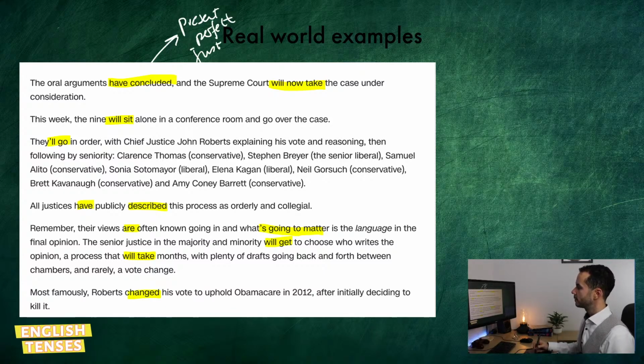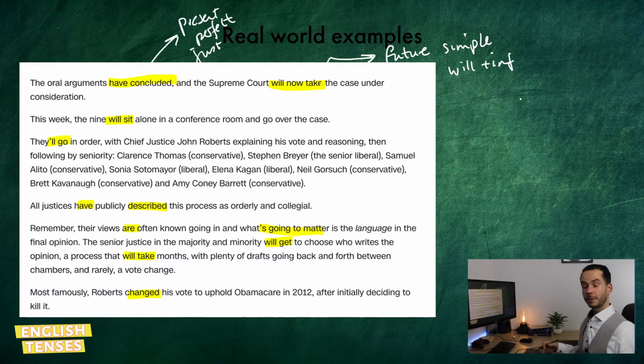And here we have future simple, will plus infinitive. Why? Because it's probably kind of an order of events, and it's sort of a prediction, right? Something has concluded and they will now take it into consideration. There's also giving information about the future.